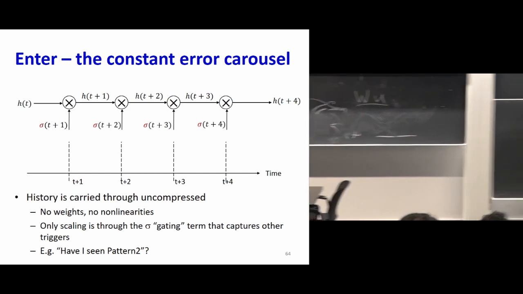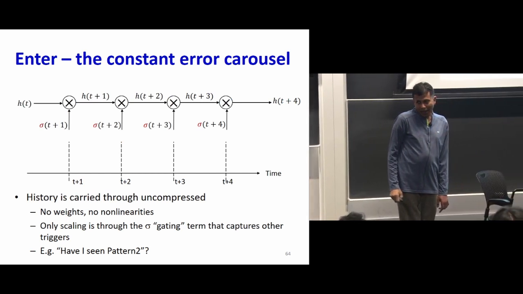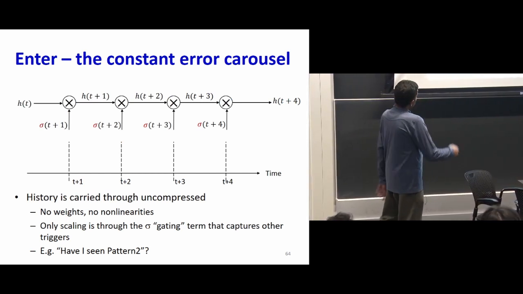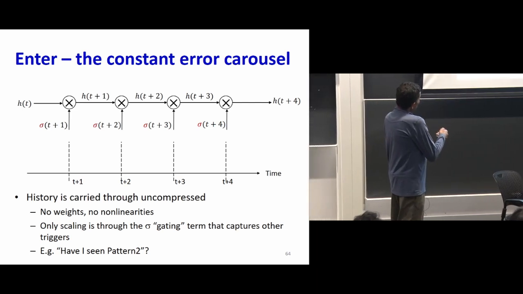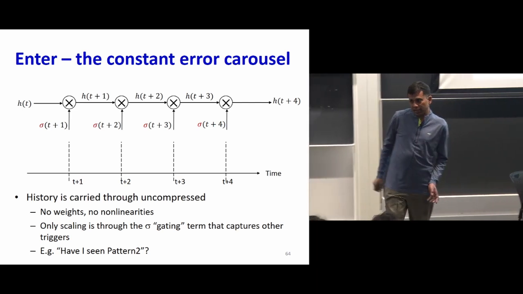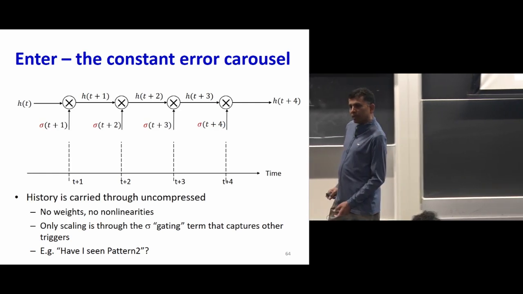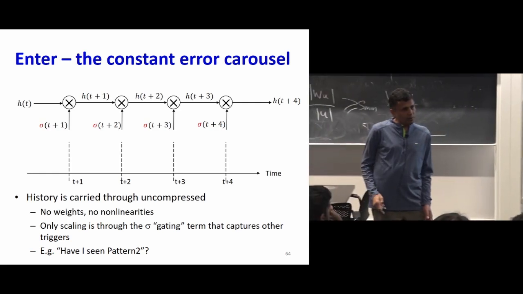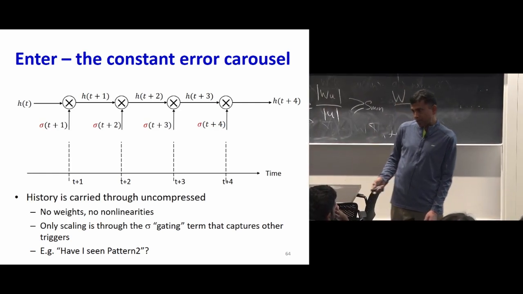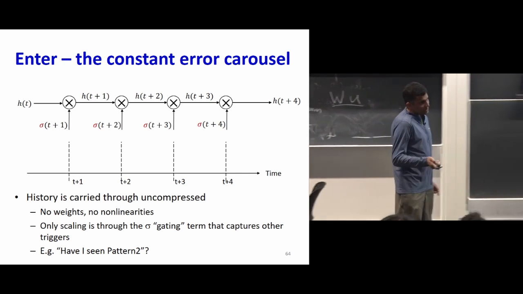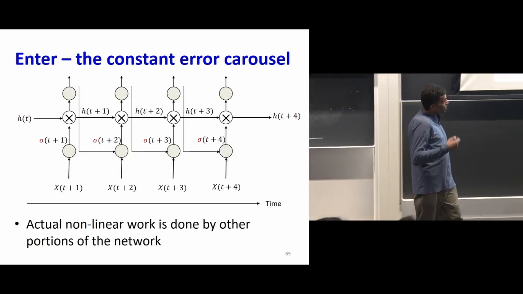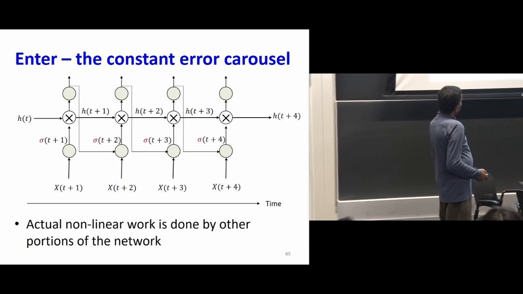It's just going to keep going through straight. And the only thing that it's going to be affected by are these gating terms that capture other triggers that decide whether this memory must be retained or whether it must be shrunk or whether it must be expanded. It's a very simple, pretty idea, right? But then once you have this, you can begin building on it.